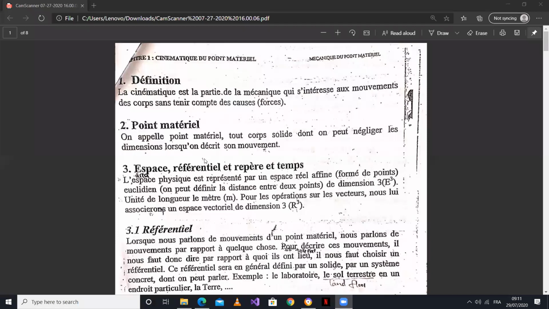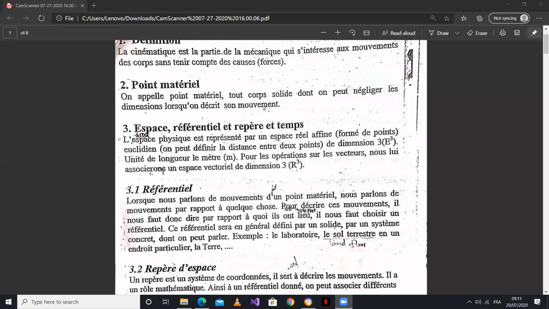So that's un point matériel. It's any body or any solid whose dimensions we can treat as very insignificant. You know, on peut le négliger. They are so small with respect to us, the observer. Yeah, that's that about un point matériel. Then we have espace référentiel et repère et temps.